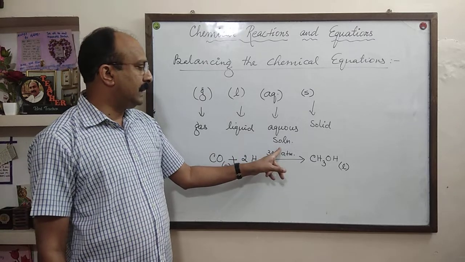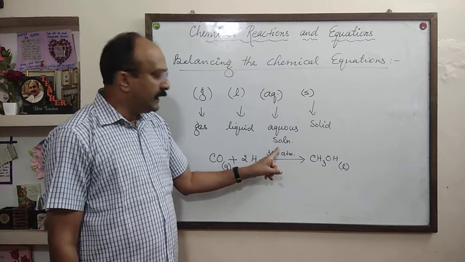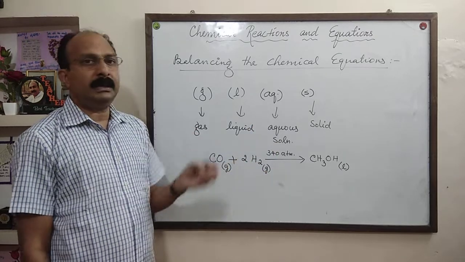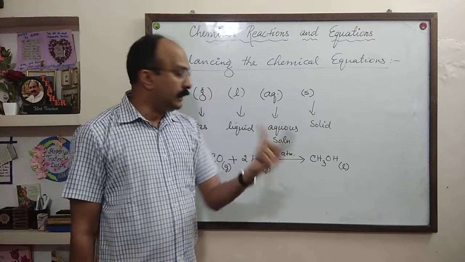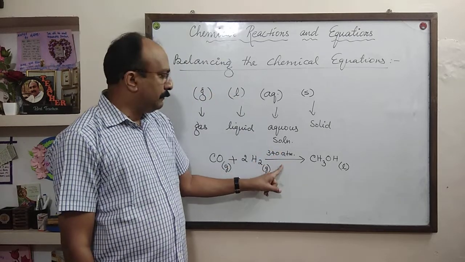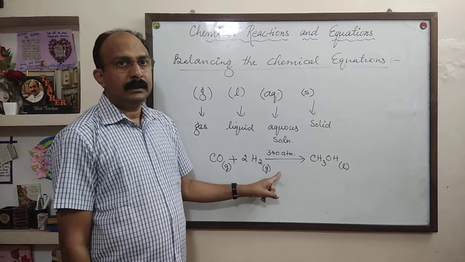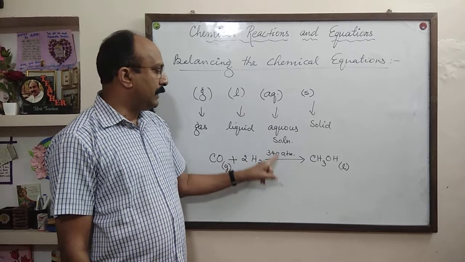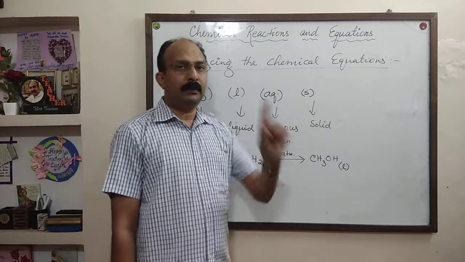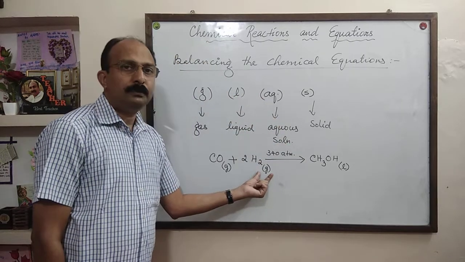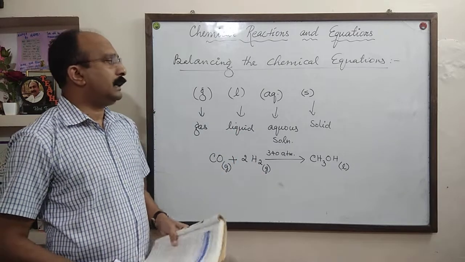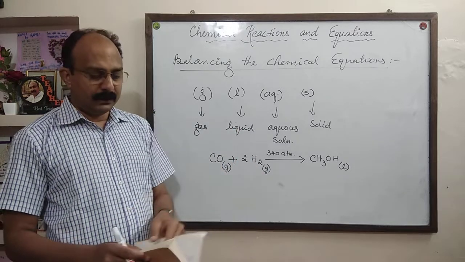It's a gas, it's a liquid, and 340 atmospheric pressure is needed for this chemical reaction to take place. So that is mentioned above the arrow mark. Temperature: if that reaction occurs at a particular temperature, that particular temperature will also be mentioned above or below the arrow mark. So temperature and pressure will be shown above or below the arrow mark. The physical state of the reactant and the product will be shown in small brackets as a suffix. So in this way, chemical reactions can be made more informative.